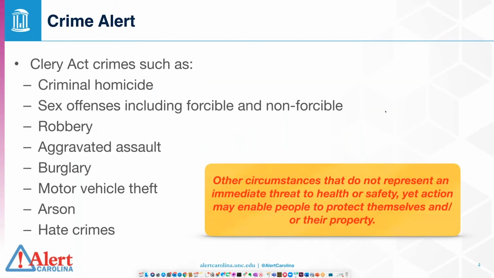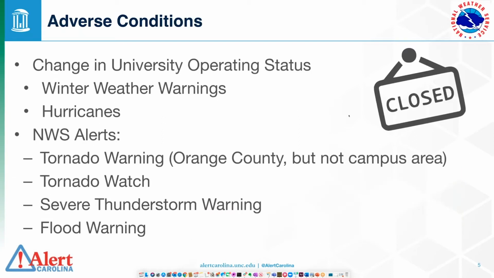Crime alert, for those of you in higher education that are familiar with the Clery Act, you can think of this as the notification tier that meets the requirements under Clery. So all of your notification types that you're already familiar with, such as criminal homicide, sex offenses, robbery, all of those types of notifications, pattern crimes, all of those fit under our crime alert. You could also think of crime alert as a timely warning a little bit.